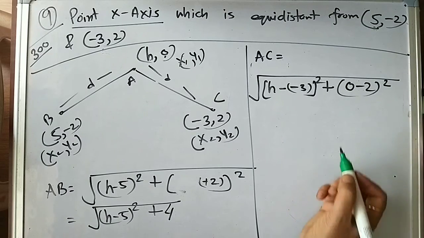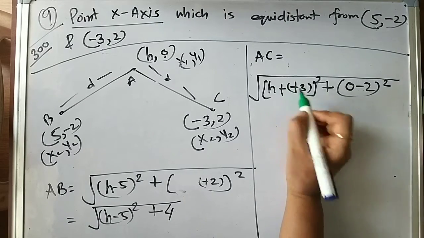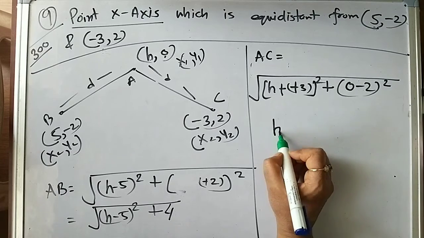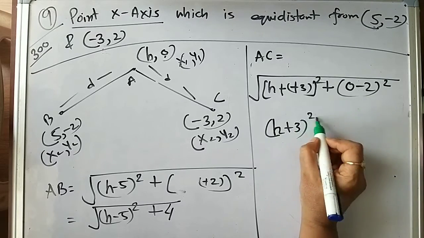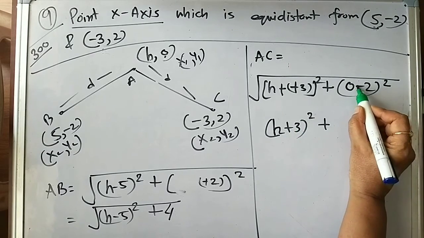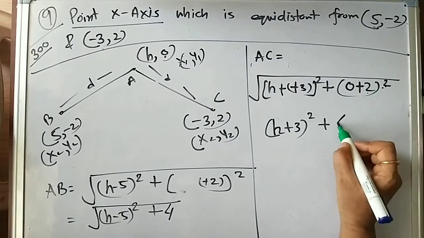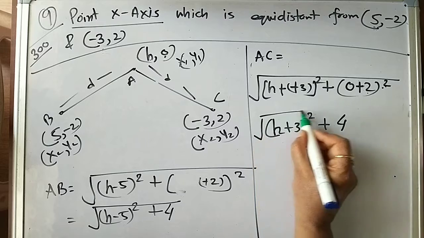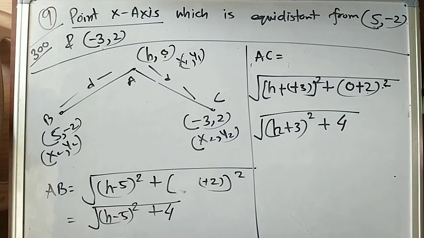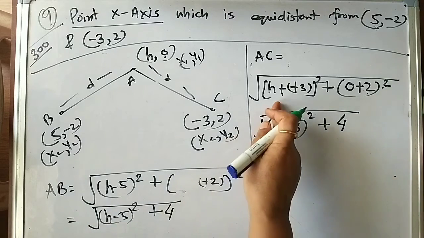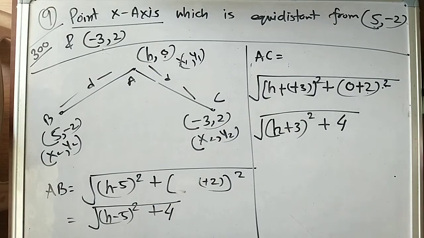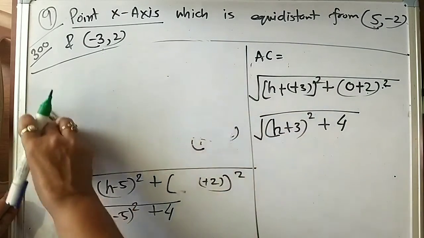Okay, now this minus and minus will become plus. It will be h plus 3 square. And minus because of this square will become plus, and 2 square is 4 under root. So guys, this is my AB and this is my AC. But h is unknown. So what equation can I make?